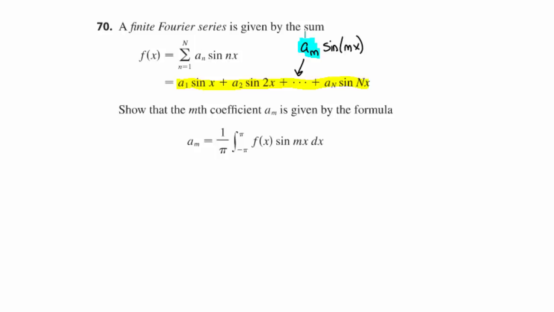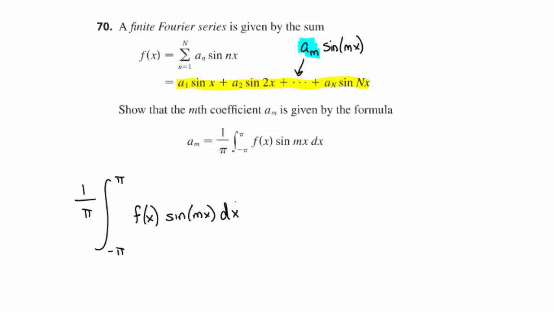So let's go ahead and do that. Probably the oddest thing about this is that we don't even know what the nth term of the series is, but we're showing somehow magically that a sub m turns into that. So really what they want us to do is evaluate 1 over pi, the integral from negative pi to pi, of f of x sine of mx, and they want us to find out that that actually is a sub m.